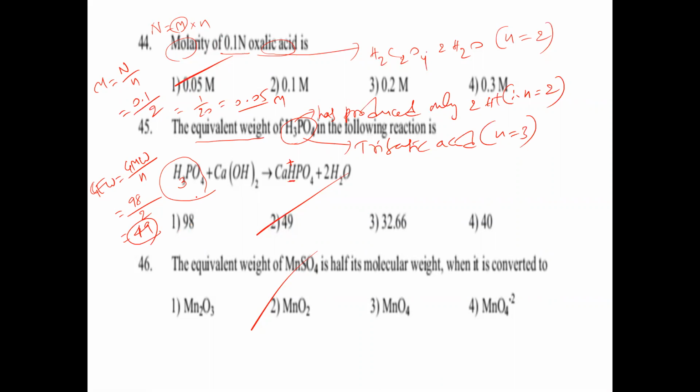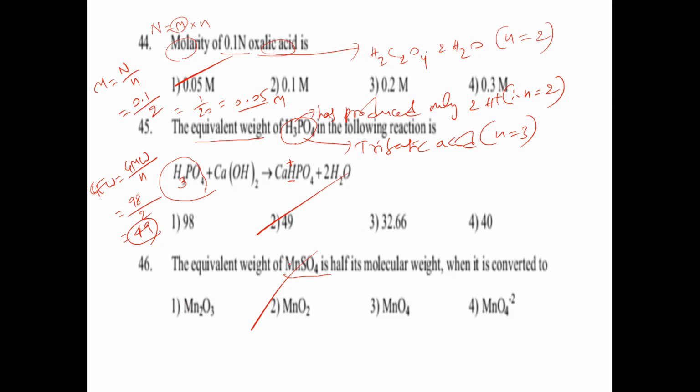Okay. So from the equation we have to check it. Actually, if they ask what is the N factor of H3PO4, then we have to take N factor of H3PO4 as 3 here. But in this reaction, we have to take only 2. That point we have to understand. Next, the equivalent weight of MnSO4.